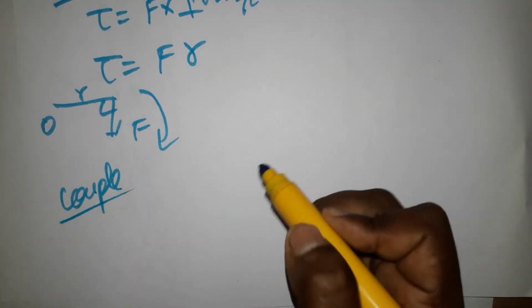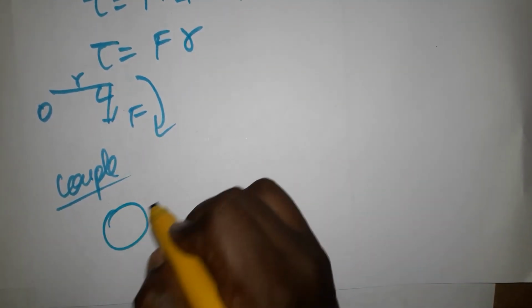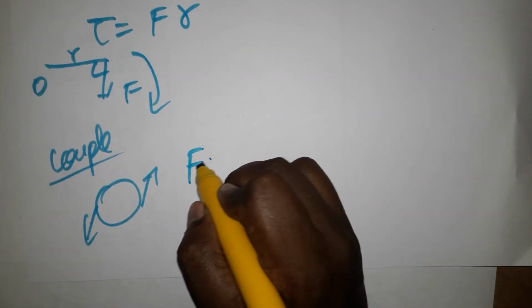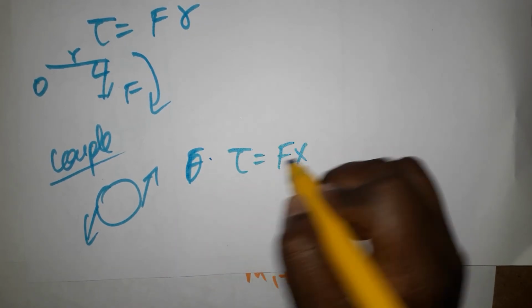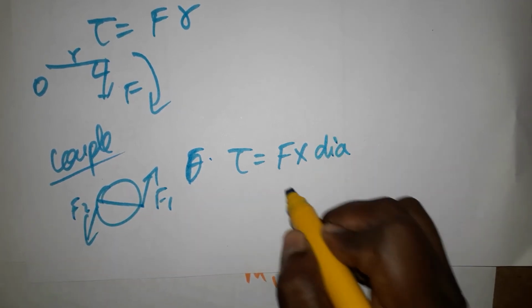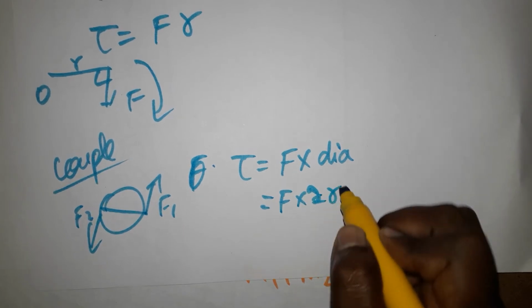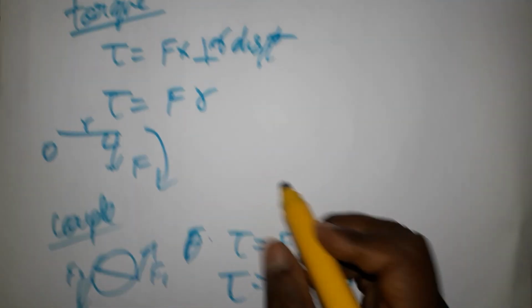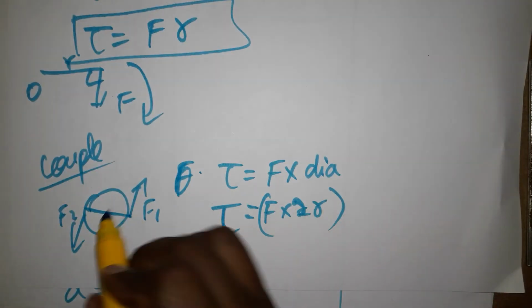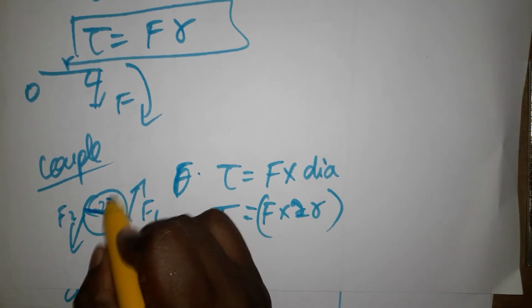Then couple force: two equal and opposite forces acting in opposite directions. A turning effect is created at a fixed pivoted point like this. For the couple force, torque is equal to force into perpendicular distance, and the distance between the two forces F1 and F2 is going to be the diameter, otherwise two times the radius. Torque and couple force are different. Torque is force into perpendicular distance, but for couple force, the perpendicular distance between the two forces is two times the radius, or diameter.